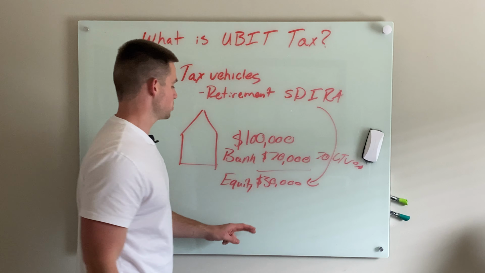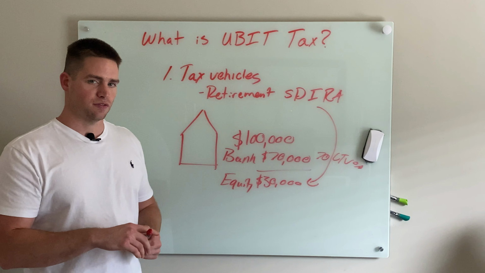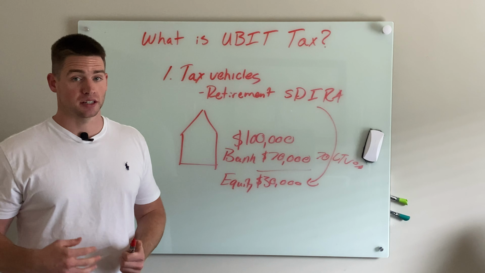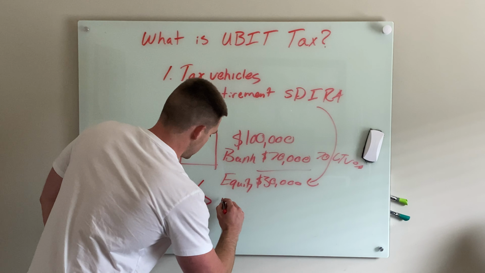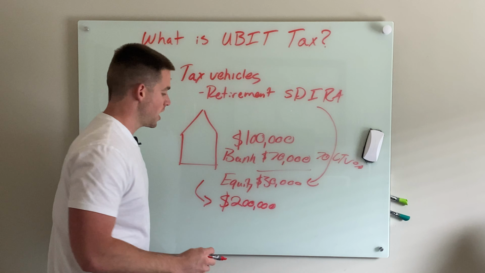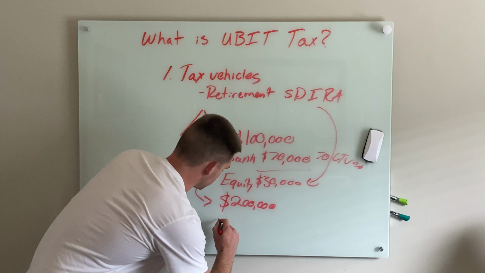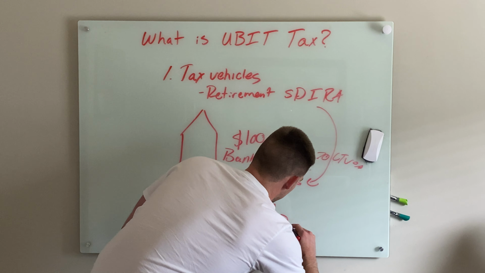That's the percentage. But one thing we want to understand is, let's say that we hold this property for really any amount of time. Let's say it's 1 day, or 1 year, or 10 years. Let's say we go to sell this property and we sell the property for $200,000, and that results in a $100,000 gain, a $100,000 profit.